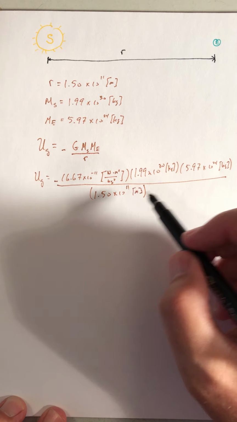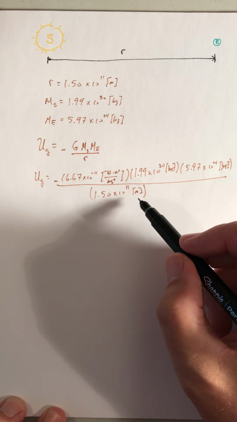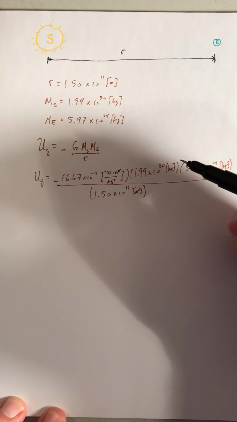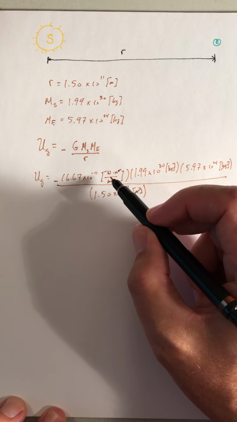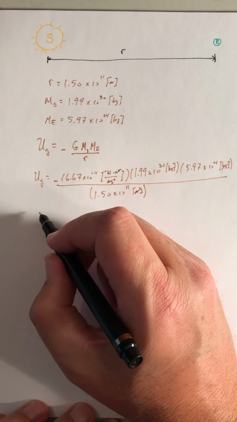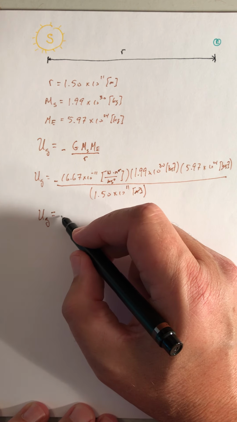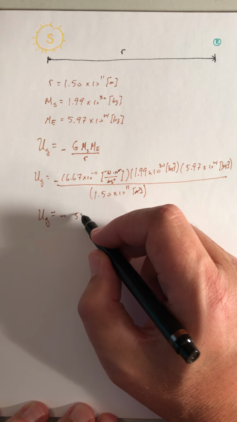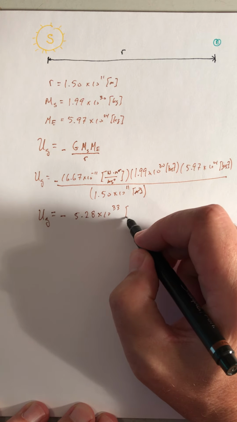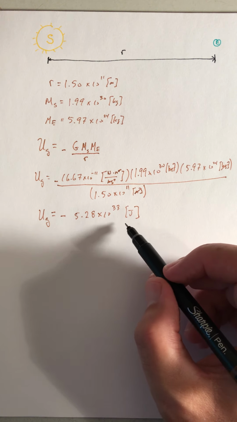And just checking the units quick. Kilogram is going to cancel out kilogram squared. I have 1 power of meter in the denominator. Cancel out that squared. So this is going to be an answer that's in Newton meters, which is joules. So that part works out. And that gravitational potential energy is minus 5.28 times 10 to the 33 joules.